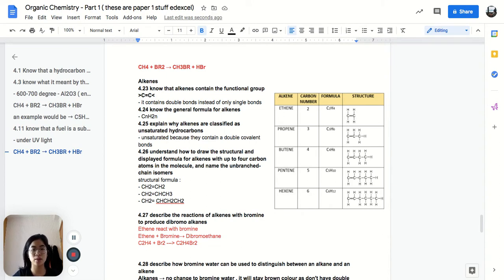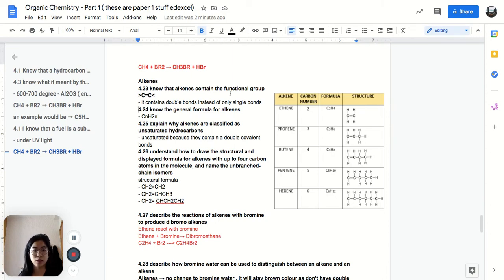So alkene, 4.23, know that alkene contains the functional group of this. I don't know how to say it, but basically functional group is similar to a general formula. All of the things in alkene have the same functional group, so they all have double bonds. It contains a double bond instead of only single bonds. It has a double bond all the way through. As you can see here in the structure, there is a double bond for every single one of them. So that is basically what functional group means.